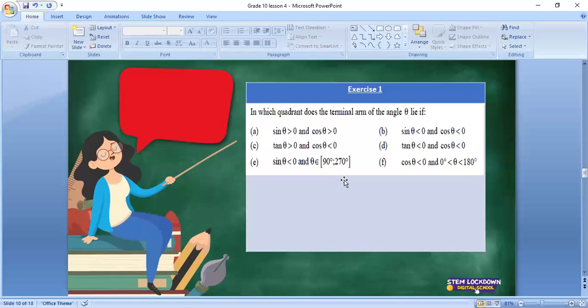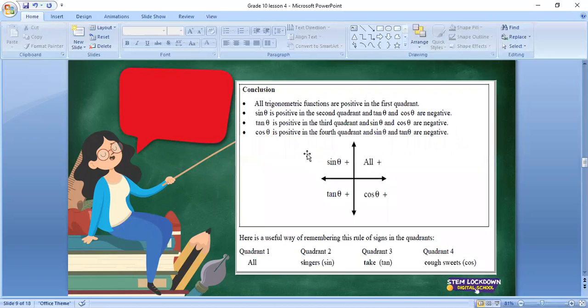So basically, which quadrant has sine negative, cos negative? That would be the third quadrant. So the third quadrant has what? Sine is negative, cos is negative, both less than 0. So only in the third quadrant is sine negative and cos negative. So the answer is the third quadrant.